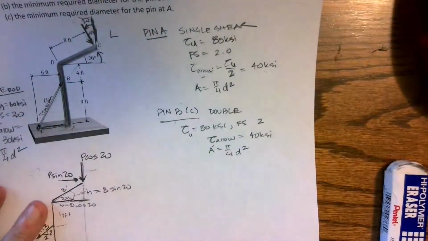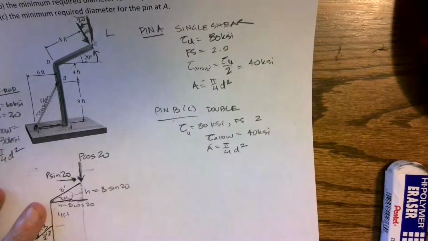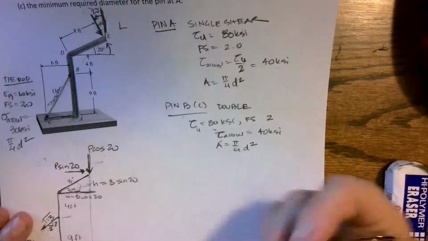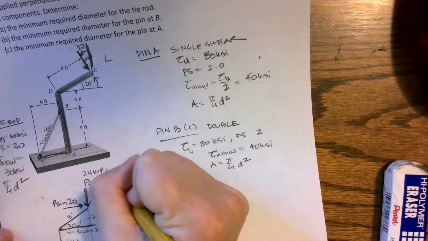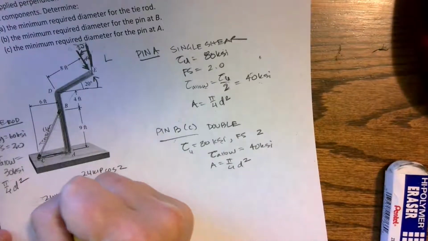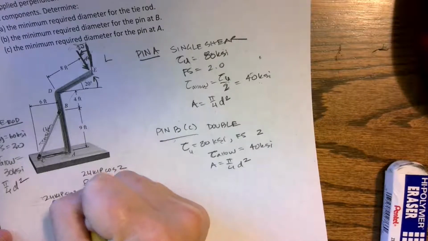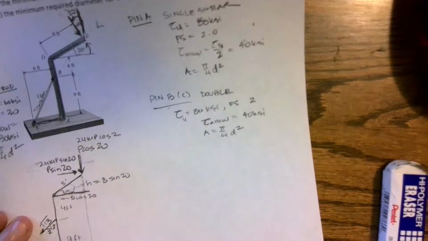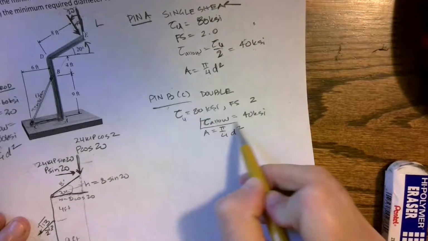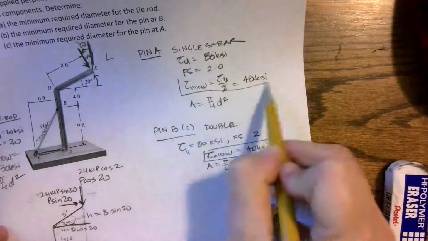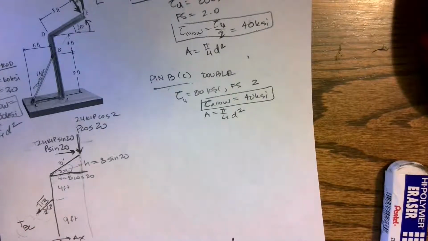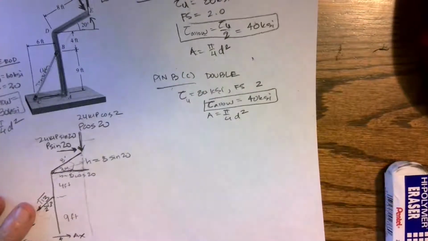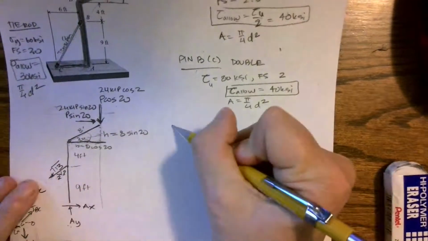Okay, so now that we have that taken care of, we can start with equilibrium. We can go back and find these forces. I know that this is going to be 24 kips cosine 20 and 24 kips sine 20. So I do have values there. I have found my allowable stresses based on my material properties, and we have normal. I also know that all of these are going to be areas of pi over 4 d squared. So let's start with equilibrium.